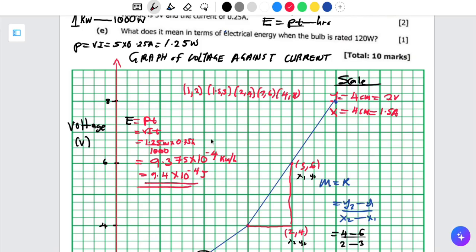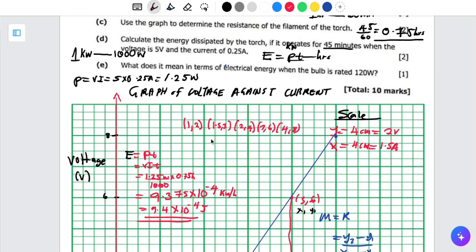Then the last question is saying, what does it mean in terms of electric energy when the bulb is rated 120 watts? So 120 watts, here what we are going to imagine is that the time is just 1 hour. So we know that energy is equal to power multiplied by time. So if we were to find the value for energy, we are going to have 120 watts multiplied by 1 hour. Then here we are going to get 120 watt hours.